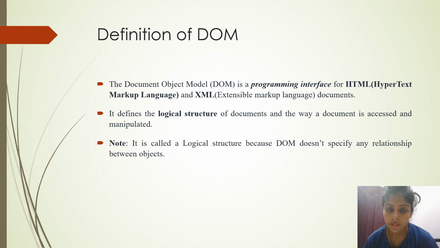First of all, we will see the definition of DOM. DOM is the document object model, a programming interface for HTML, hypertext markup language, and XML, that is extensible markup language documents. It defines the logical structure of a document and the way a document is accessed and manipulated. It is called a logical structure because DOM does not specify any relationship between the objects.